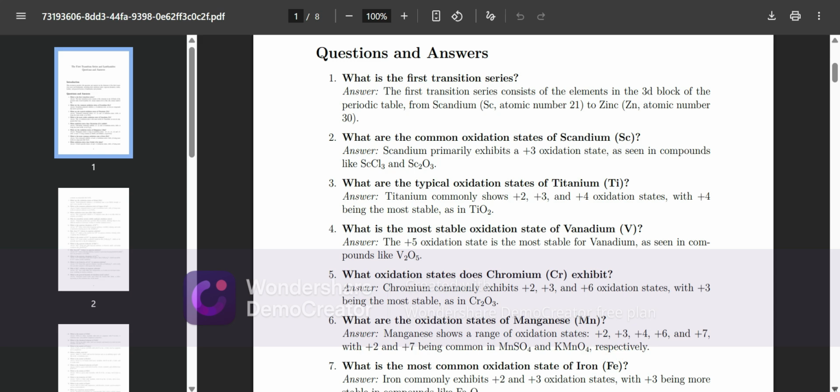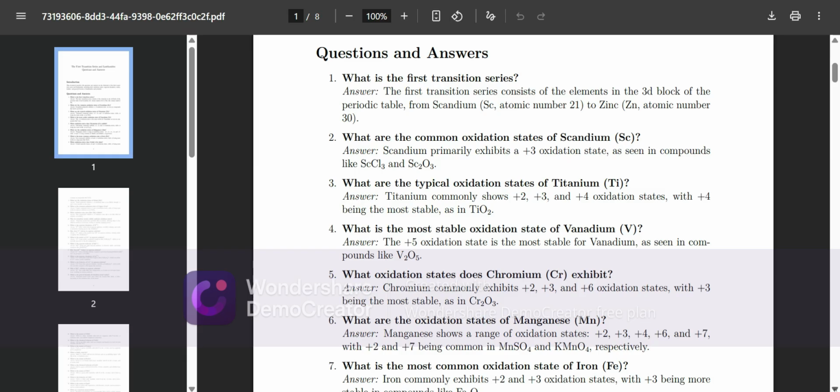What is the first transition series? The first transition series consists of the elements in the 3d block of the periodic table, from scandium (atomic number 21) to zinc, Zn (atomic number 30). Scandium to zinc. What are the common oxidation states of scandium?